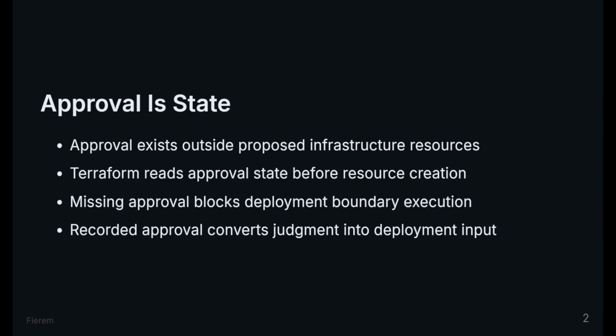Manual approval is not a Terraform button. Approval is recorded state outside the proposed resource. Terraform reads that state before creating infrastructure. A missing decision blocks the deployment boundary. A recorded approval converts human judgment into machine input.